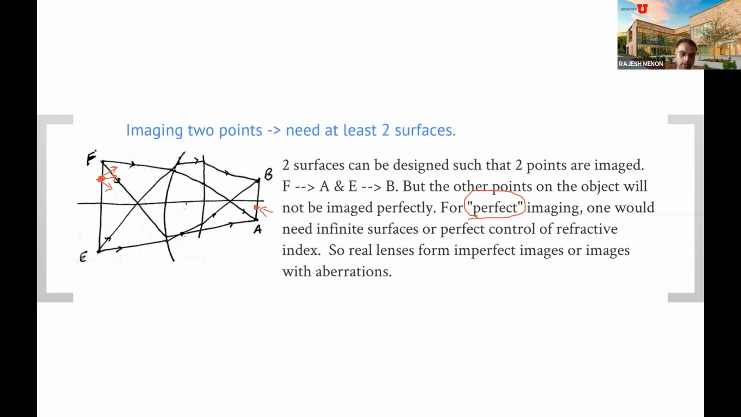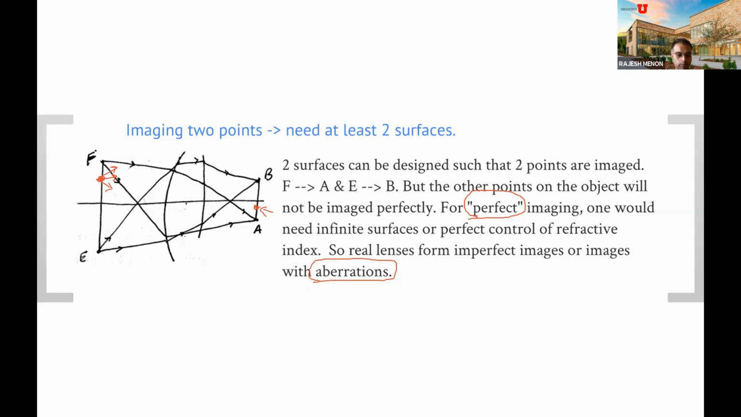So we won't go into that. But from our perspective, real lenses do not form perfect images. What this means is that real lenses form imperfect images, or images with aberrations. And we talked a little bit about this in the context of geometrical optics. Now, aberration theory is actually a very complicated topic, a whole field in itself, and we don't have time to talk about it.